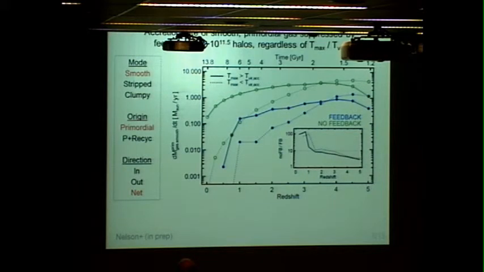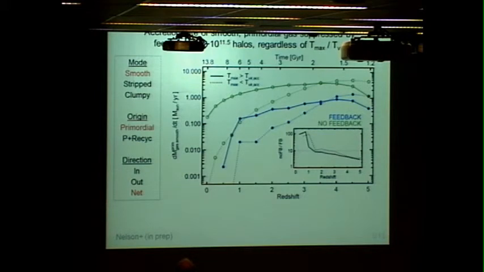The first is the mode. I don't care about the merger contribution, I'm not interested in that, and I don't care about the clumpy material. I also don't care about material which has been previously processed through a different system. That's what I call stripped. What I'm interested in is smooth, which is just my name for direct accretion from the IGM onto a galaxy.